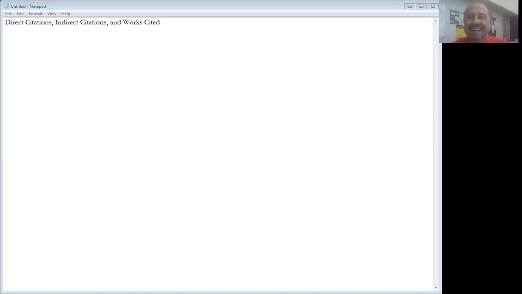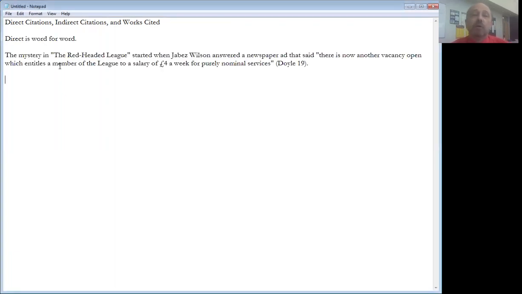A direct citation is when I use the text word for word. And when I do this, because the words are not mine, I must put them in quotation marks and I must give credit. I must source where I got those words from. So for example, this is a direct word-for-word citation from the Red-Headed League. And you'll notice that the Red-Headed League is in quotation marks because that's the name of the short story.